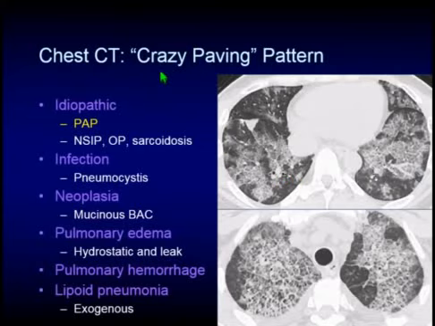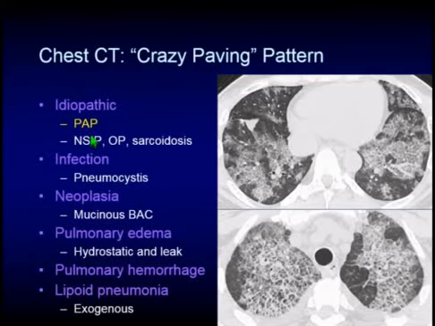Here we see cases of what we call crazy paving, and you may run into this term. What we mean by crazy paving is that you see ground glass attenuation, and within that area of ground glass, you see a linear pattern of interlobular septal thickening, as well as intralobular septal thickening, resembling paving. So here again, everywhere you see ground glass, you see the inter- and intralobular septa being thick.